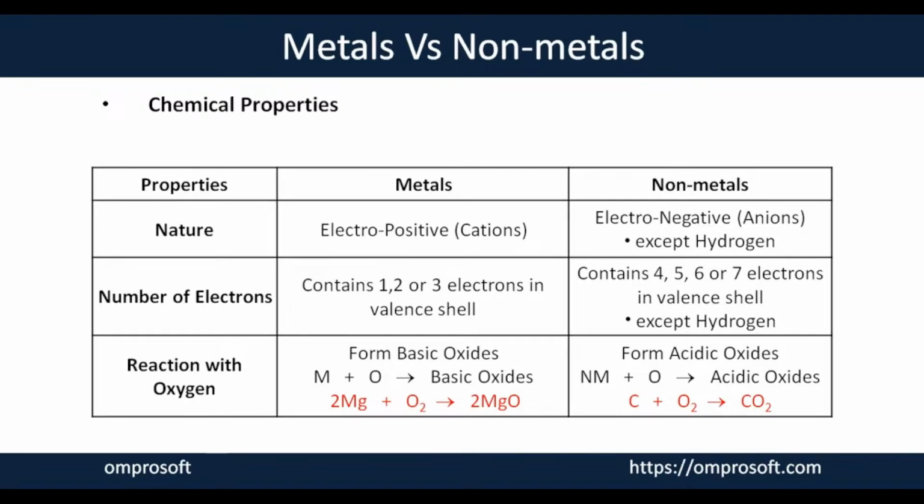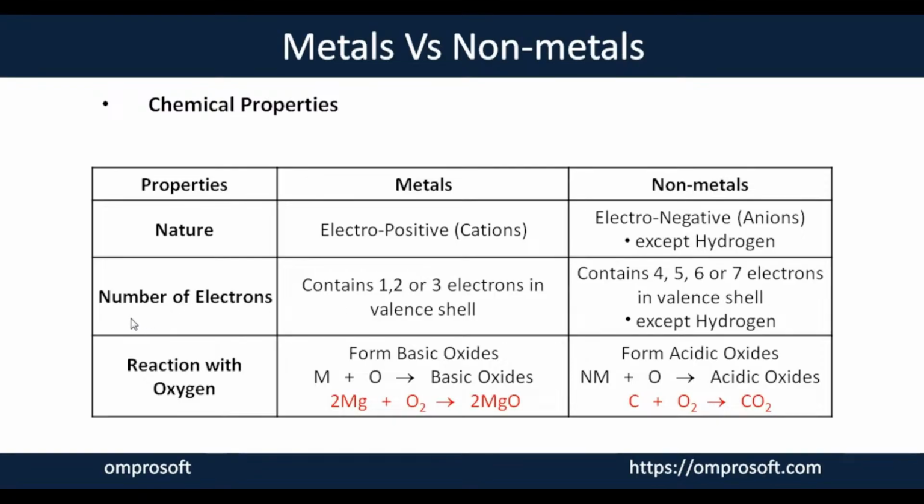But non-metals are electronegative in nature, which is also called anions, because whenever non-metals take part in a chemical reaction, they always gain electrons, except hydrogen. Hydrogen is the only non-metal which is electropositive in nature. The rest of the non-metals are electronegative because they are always ready to gain electrons and are called anions.